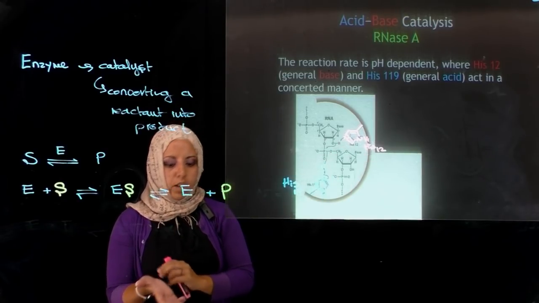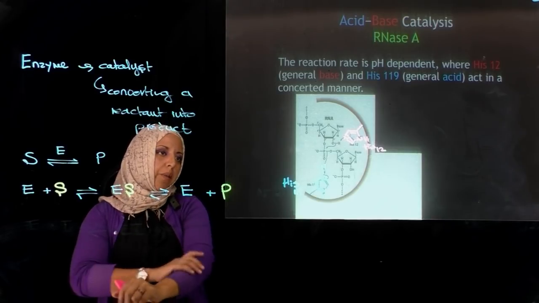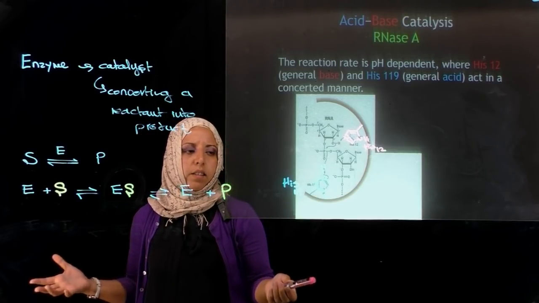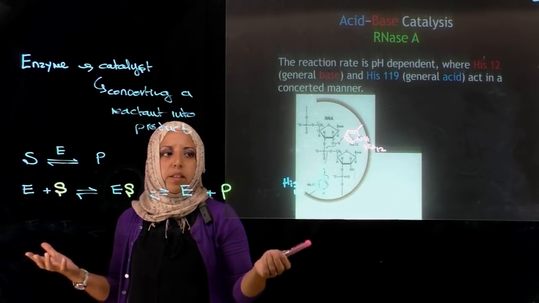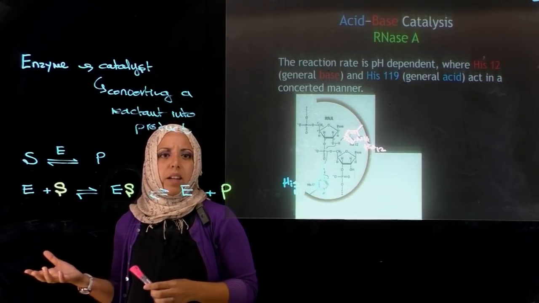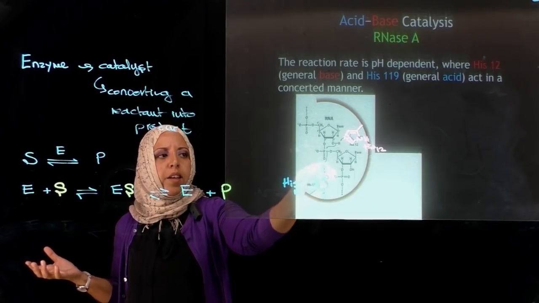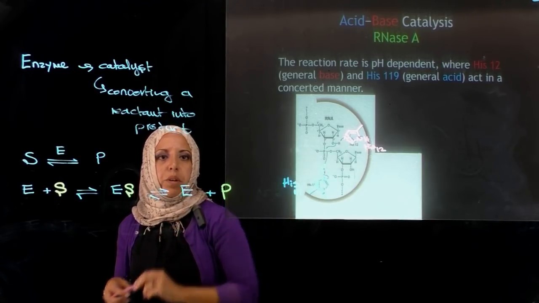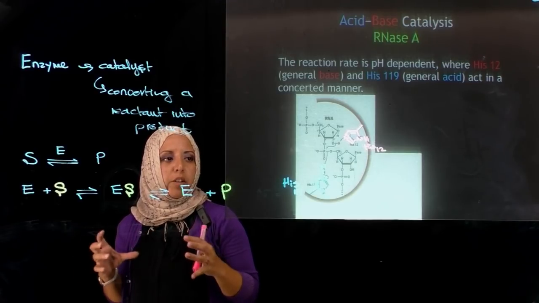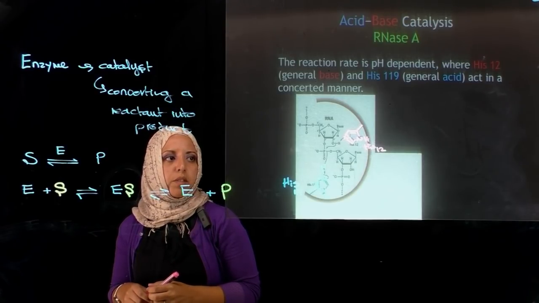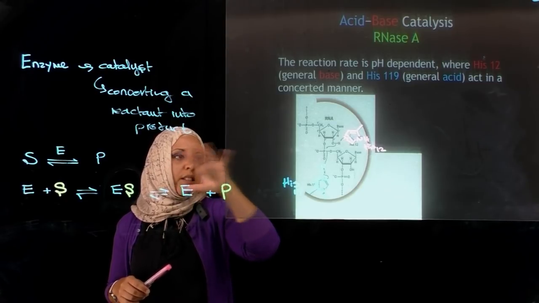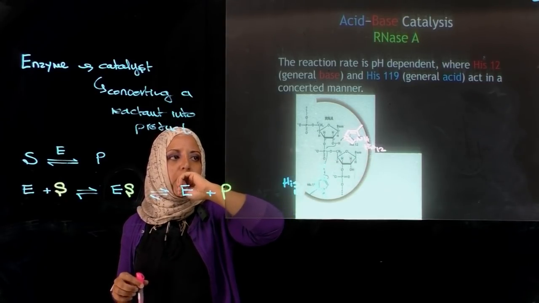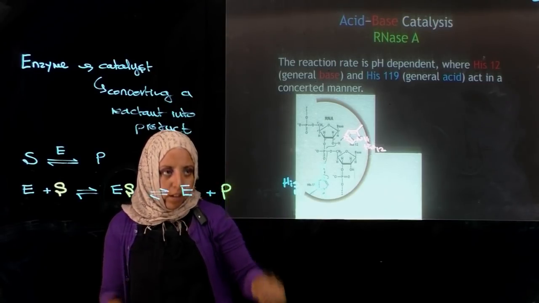So, okay. They're both histidine residues, and both histidine residues have the same exact pKa value. So why is one histidine initially protonated and the other histidine deprotonated? Again, that has to do with the microenvironment of that folded protein. So what happens is histidine 12 will initially act as a base, right?